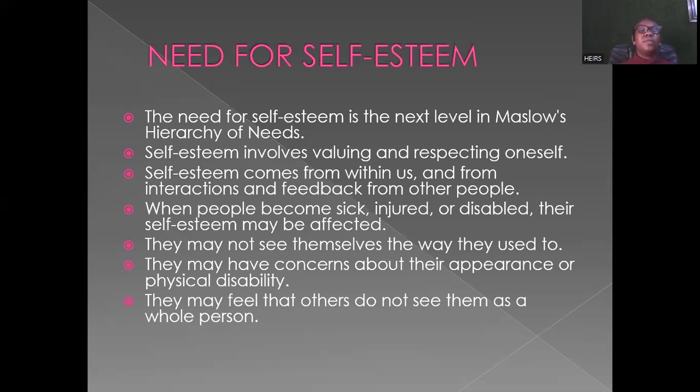So, need for self-esteem. The need for self-esteem is the next level in Maslow's hierarchy of needs. And self-esteem involves valuing and respecting oneself. Self-esteem comes from deep within us and from interactions and feedback from other people. Now, when people become sick, injured, or disabled, their self-esteem may be badly injured. They may not be able to see themselves the way they used to. They may have concerns about their appearance or physical disability. They may feel that others do not see them as a whole person.